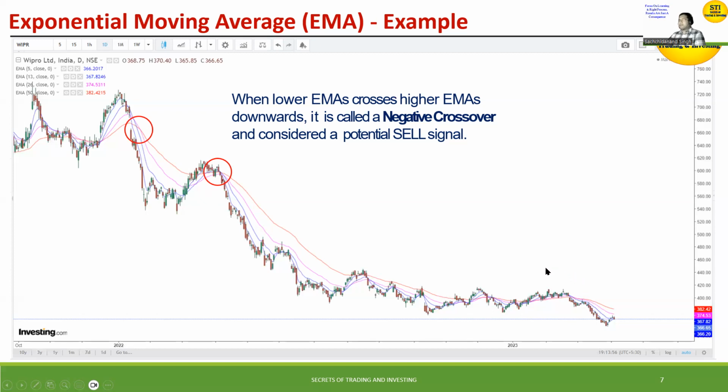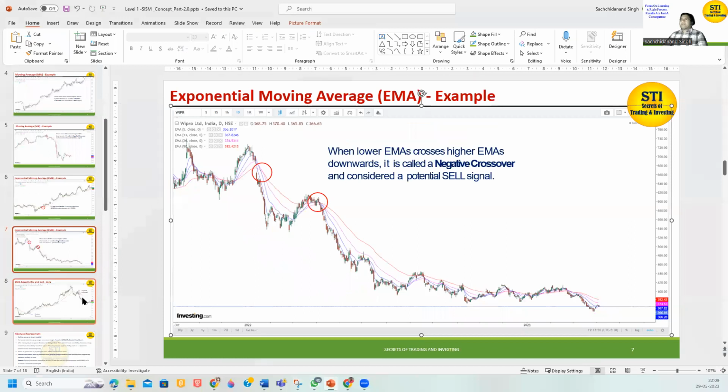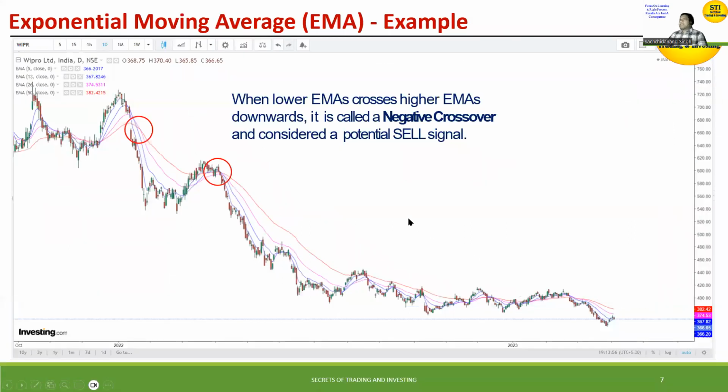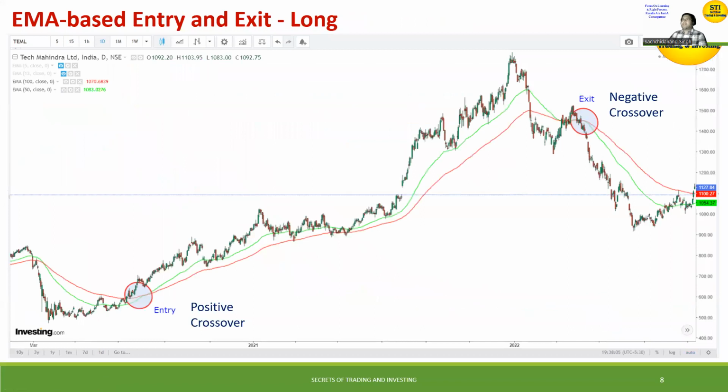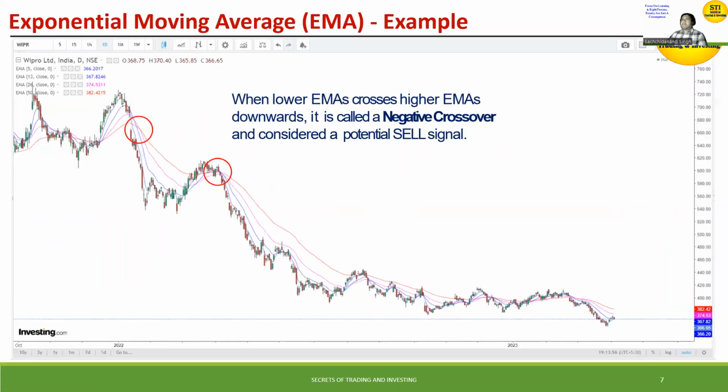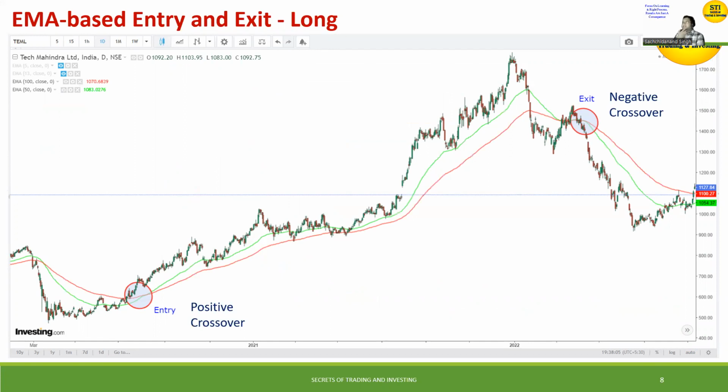After that, what is going to happen? We don't know, but for the last 8 months it has been in a downward direction. Maybe by the end of this level 1, we should be able to understand what is currently happening and when it gives the reversal signal. So this is a negative crossover of the EMA, and yes, EMA-based entries and exits. Just by looking at the EMA values, we can decide whether to take an entry or an exit.